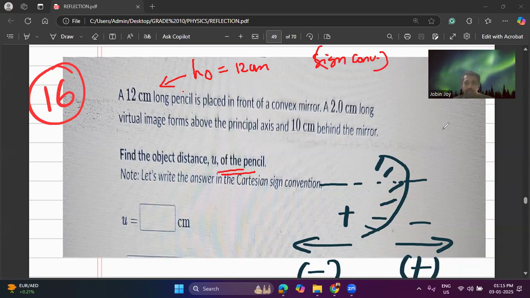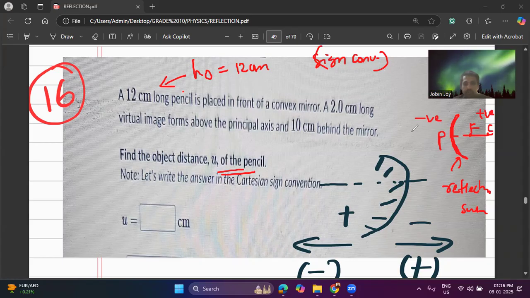Okay. So for a convex mirror, I will draw a convex mirror like this. This is the convex mirror, which means this is the reflecting surface, right? So this is P, this is F, this is C. Reflecting surface means this side is negative and this side is positive. So in front of a convex mirror means it's minus 12, right?